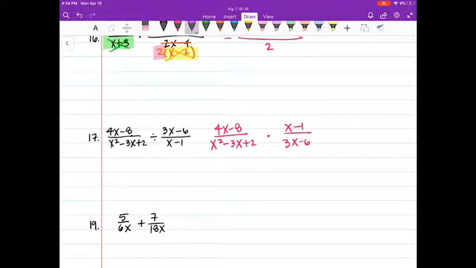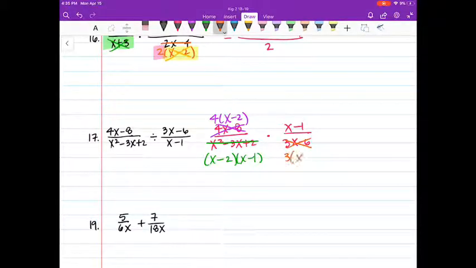So numerator on the left, 4x minus 8, take out a GCF of 4. We're left with x minus 2. Denominator on the left becomes x minus 2, x minus 1. Numerator on the right, staying. Denominator on the right, take out a GCF of 3. You're left with x minus 2.